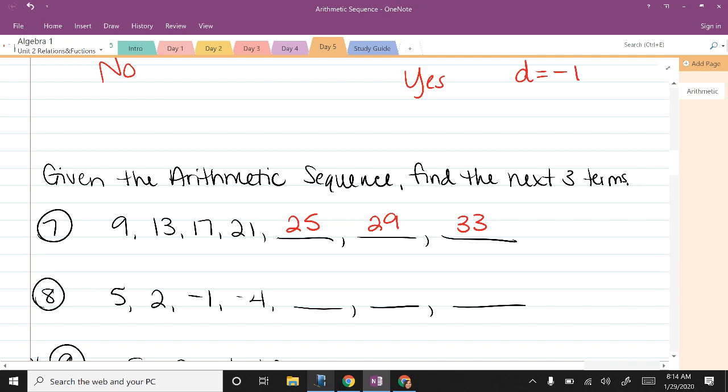All right, number 8. 5, 2, -1, -4. Going down by 3 every time, isn't it? Subtracting 3. Y'all agree? So the D is -3. So what's going to be our next term? -7. Then what? Then what? Yeah. You okay with that?